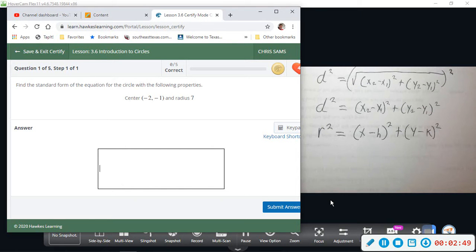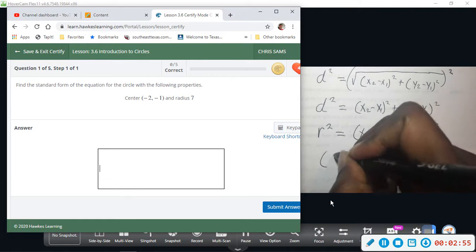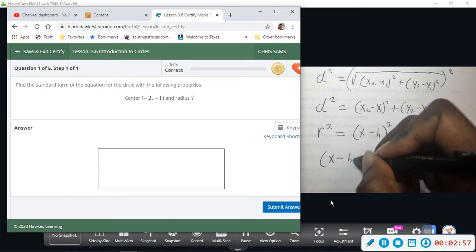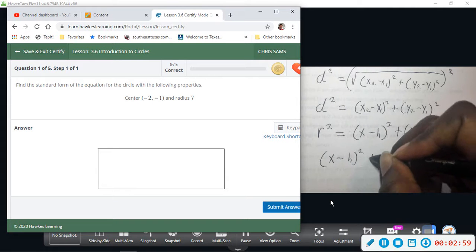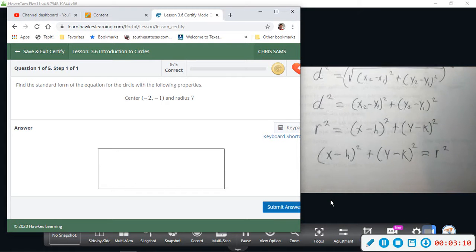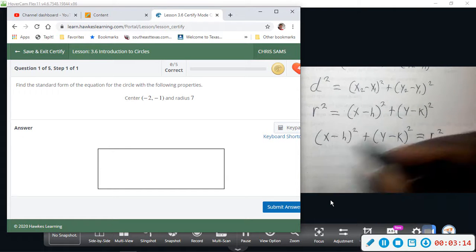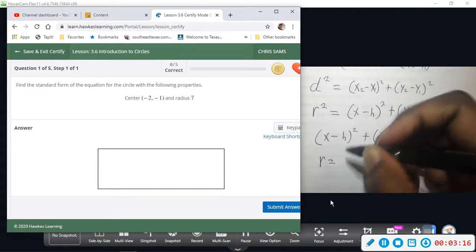Alright, now normally they will put this r squared on the other side, but it doesn't matter. So sometimes you might see it like this: x minus h quantity squared plus y minus k quantity squared equals r squared. Okay, so this is the equation of a circle, where r, whatever this is, the square root of it, if it's a number, r is the radius.